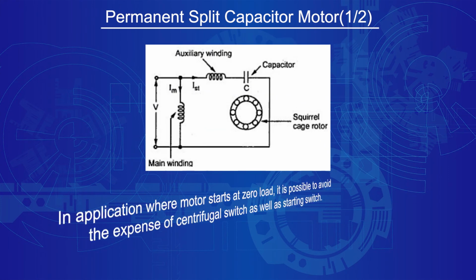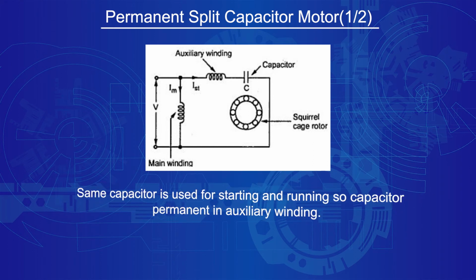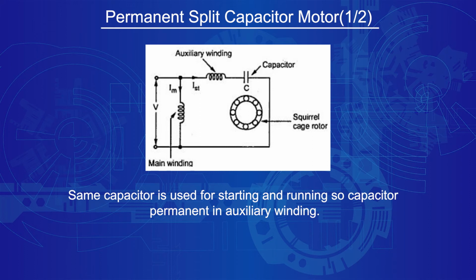In the application now, permanent split capacitor motor, the word itself defines which type of motor it is, meaning there is a permanent insertion of the capacitor. So, there is no need of any centrifugal switch. The same capacitor is used for starting and running. So, the capacitor is permanent. Now, this will avoid the expenses of a centrifugal switch.